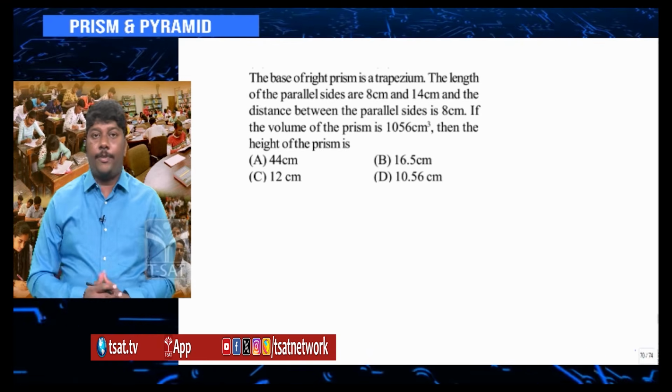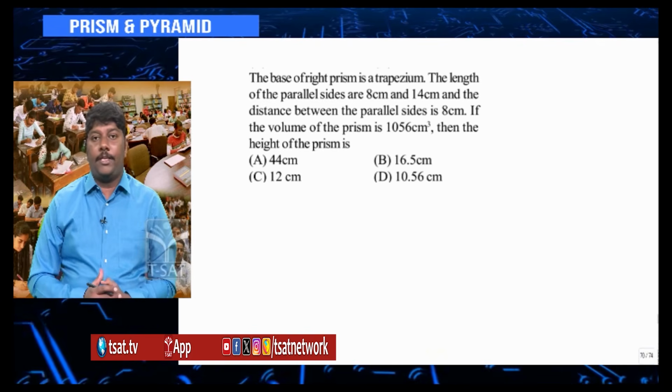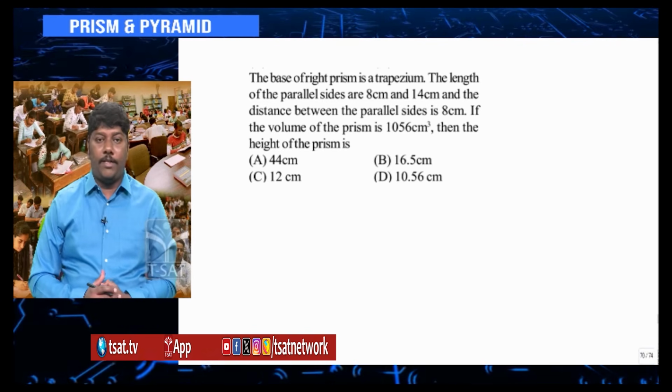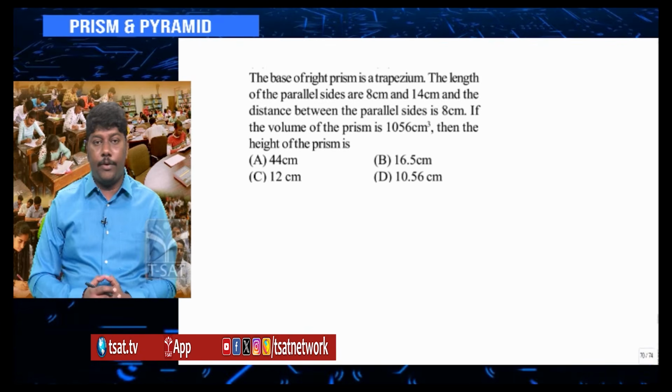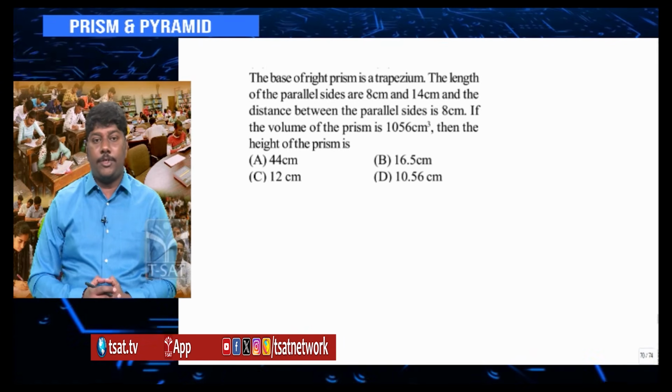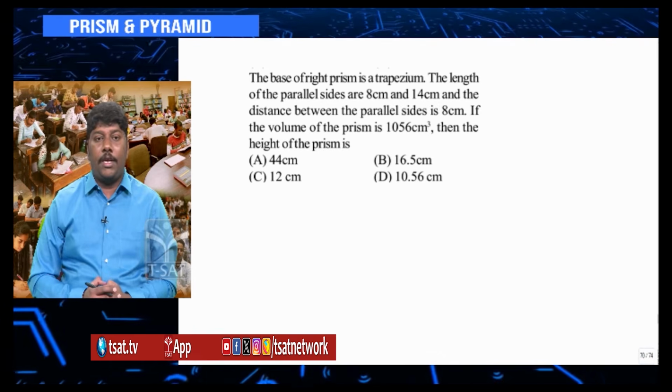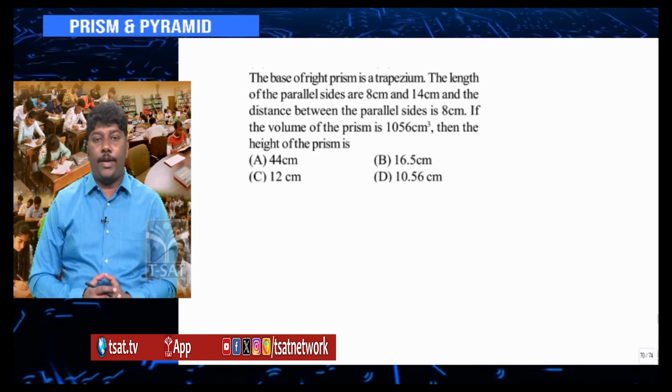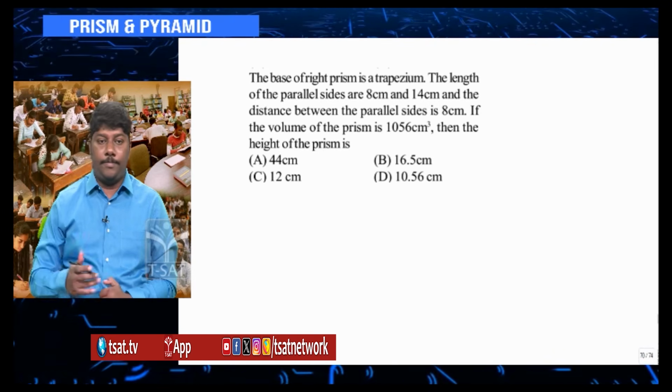The base of a right prism is a trapezium. Now here the base is a trapezium. The lengths of the parallel sides are 8 centimeters and 14 centimeters and the distance between the parallel sides is 8. If the volume of the prism is 1056, then the height of the prism.